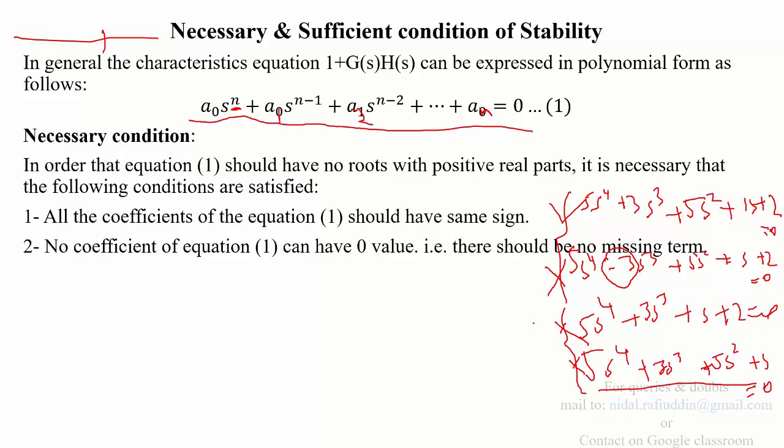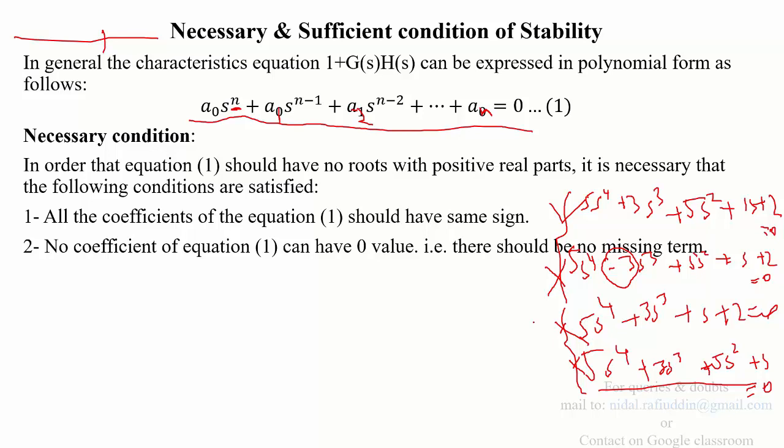So it is necessary for assessing the stability of any system that both these necessary conditions are satisfied first. Whenever these two conditions are violated, we straightforwardly say that the system is unstable, and we don't move towards applying the sufficient condition. But in case these two necessary conditions are fulfilled, then we conclude that the system might be stable.